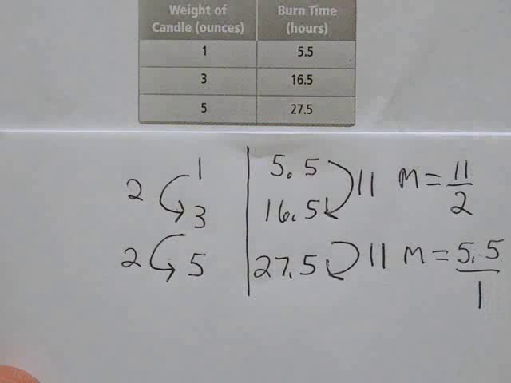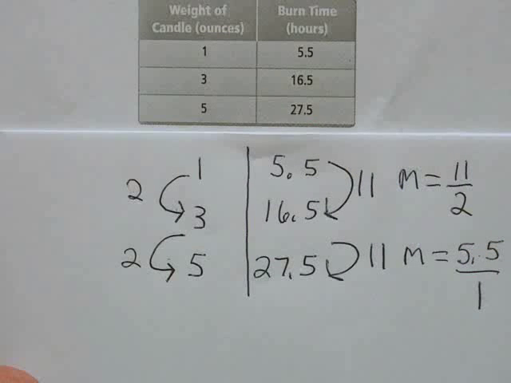And now I can figure out for any amount. If I were to multiply both of these by 5 to figure out how long a 5-ounce candle will last, it will burn for 27.5 hours. All right.